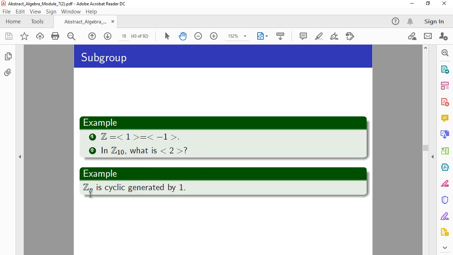Zn under addition is a group, and it is a cyclic group which is generated by the element 1.